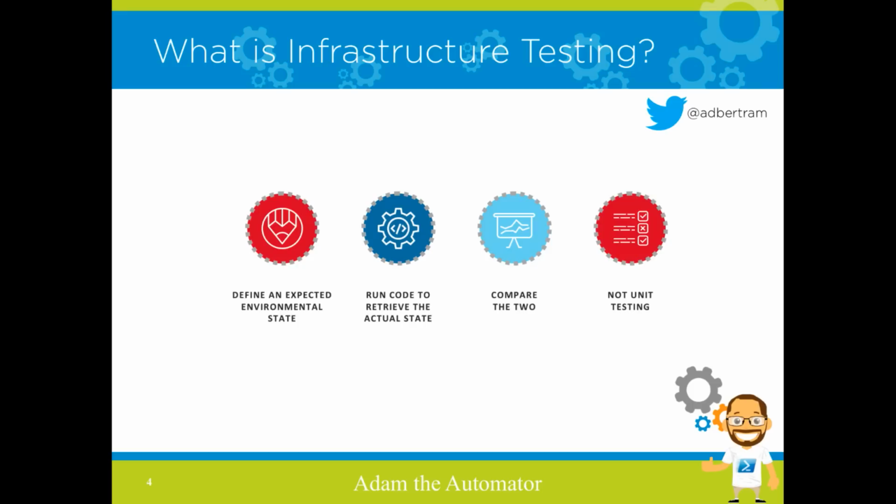First, we define an expected environmental state. What does that mean? Well, that means you create... I'm going to go back to the example of an Active Directory user because that's the most common. Let's say you create an Active Directory user with New-ADUser and you specify first name, last name, department. Maybe you put it in a specific OU, that sort of thing. All these different attributes combine to provide an environmental state.